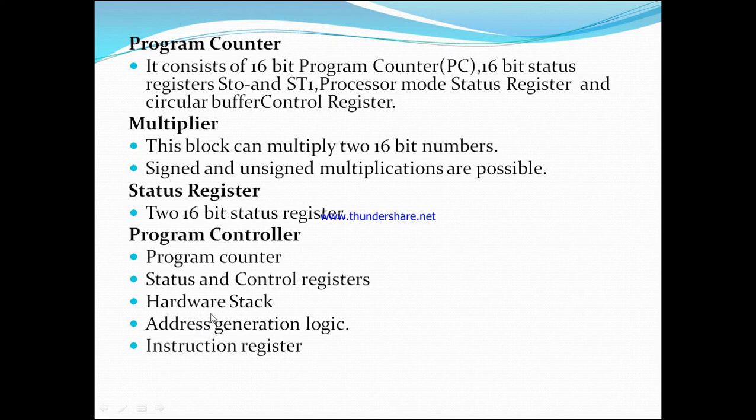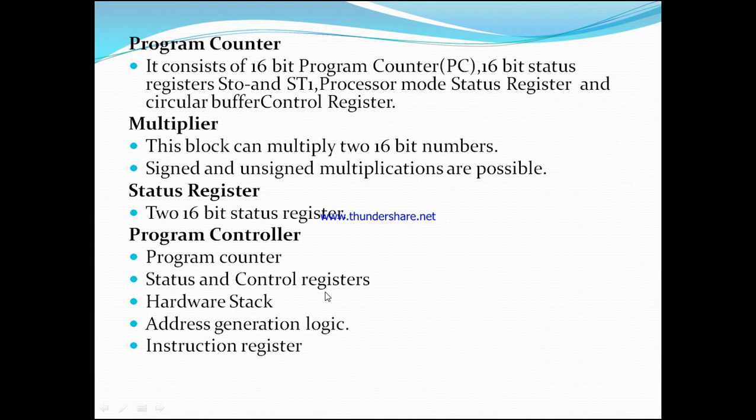The hardware stack is 16 bits wide and 8 levels deep and is accessible via push and pop instructions. The stack is used during interrupts and subroutines to save and restore the PC content. Next, address generation logic. It contains the code for the application and holds the table information and immediate operands. Next one, status and control registers. The C5X has 4 control and status registers.